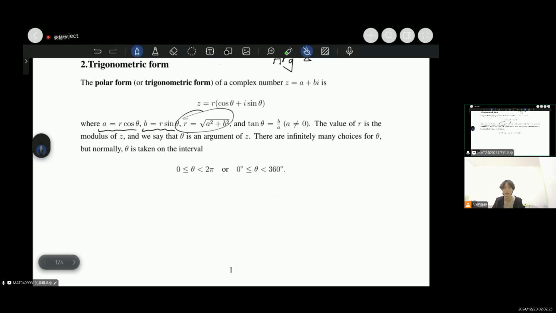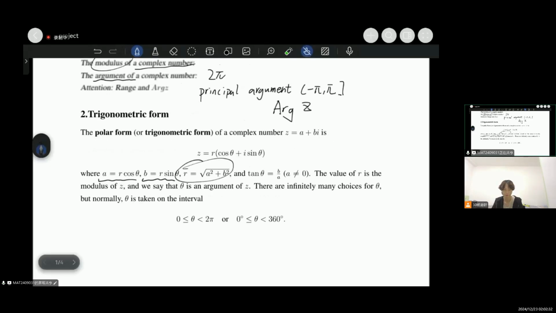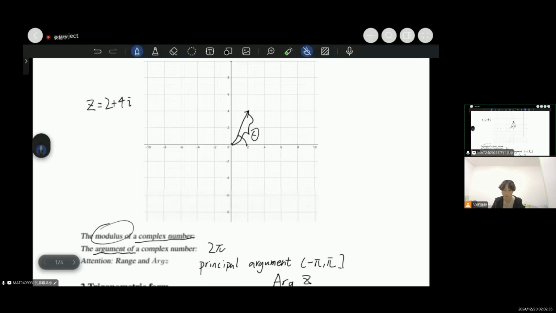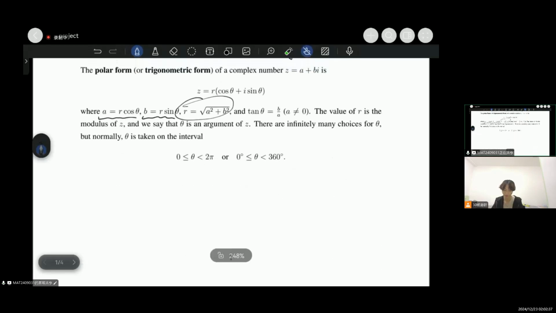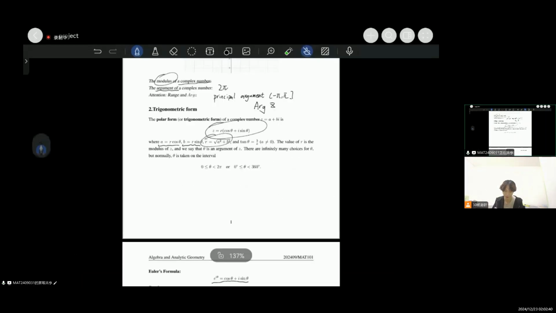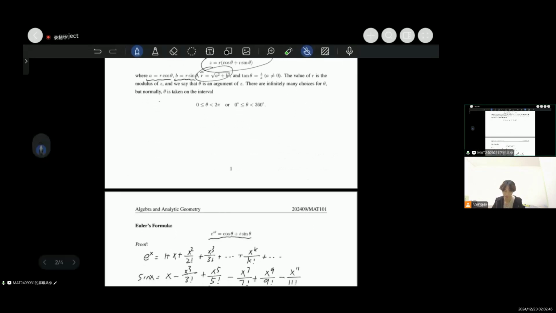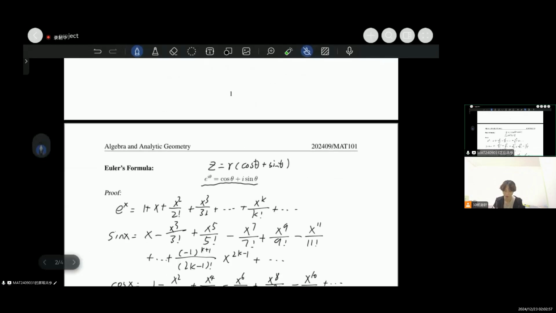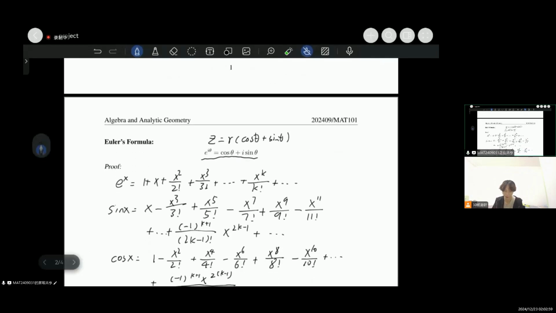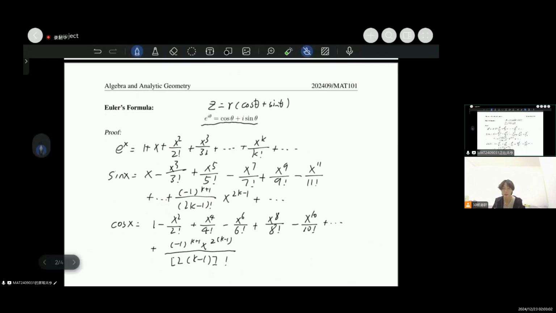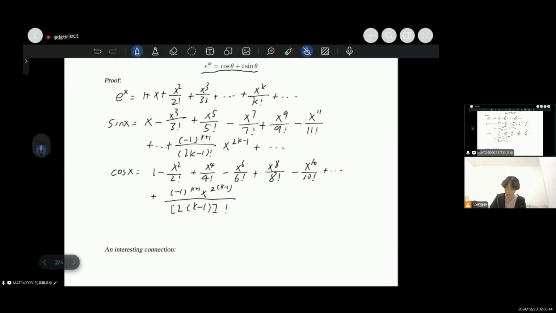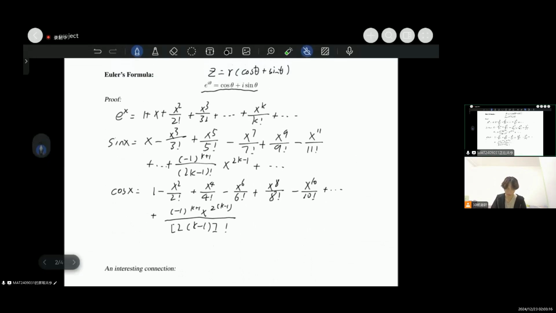And I will give you some examples later because there's a comparison between trigonometric form and exponential form. And now we will use this form to talk about Euler's formula. To prove this interesting formula, we need some extra knowledge. We need Taylor series, and I give it to you in this.